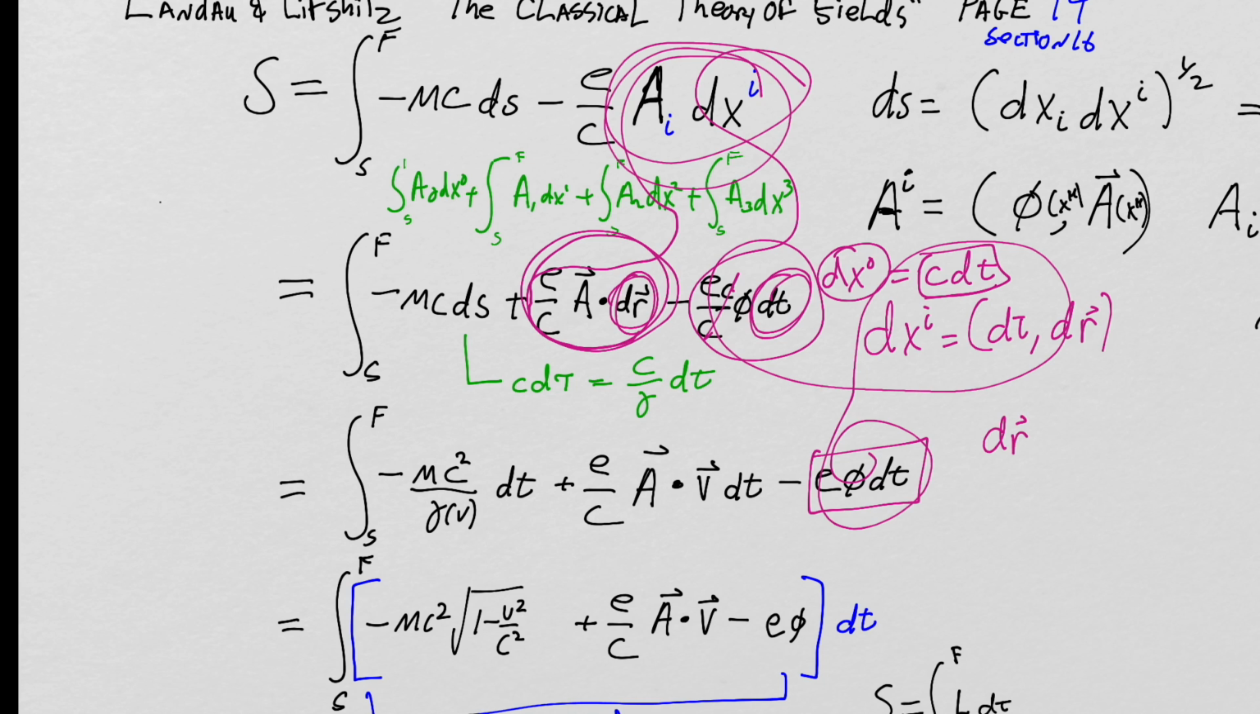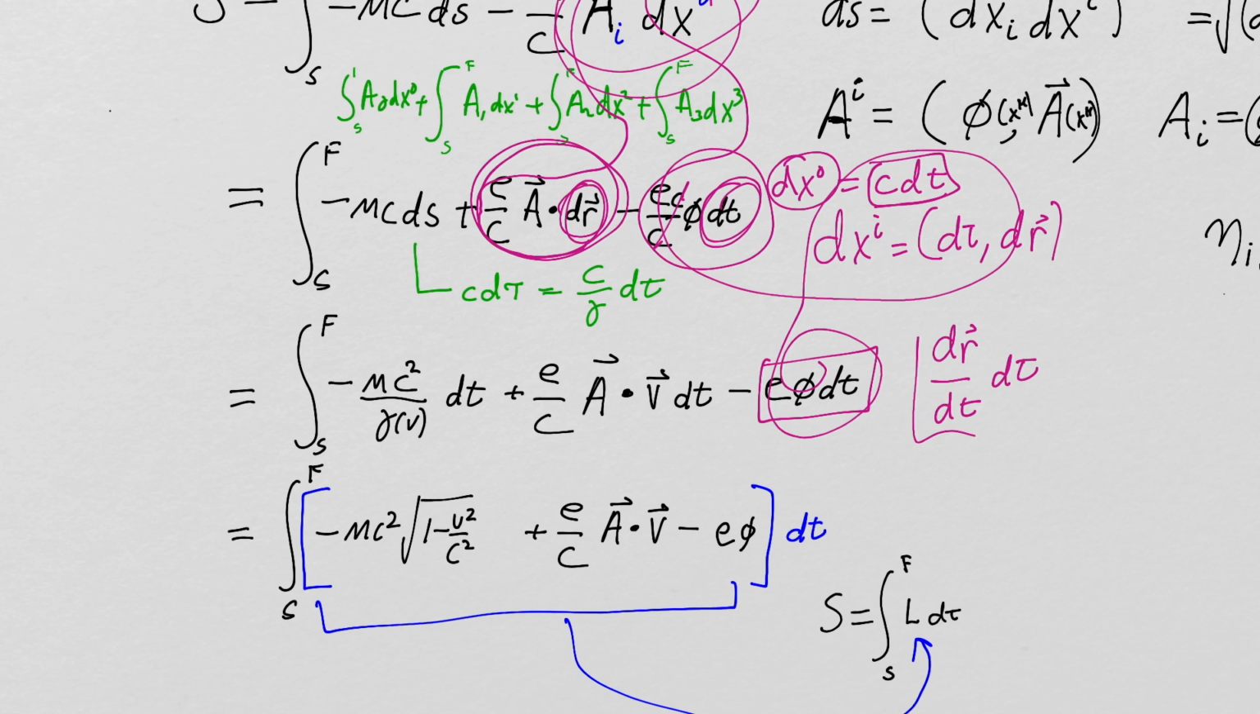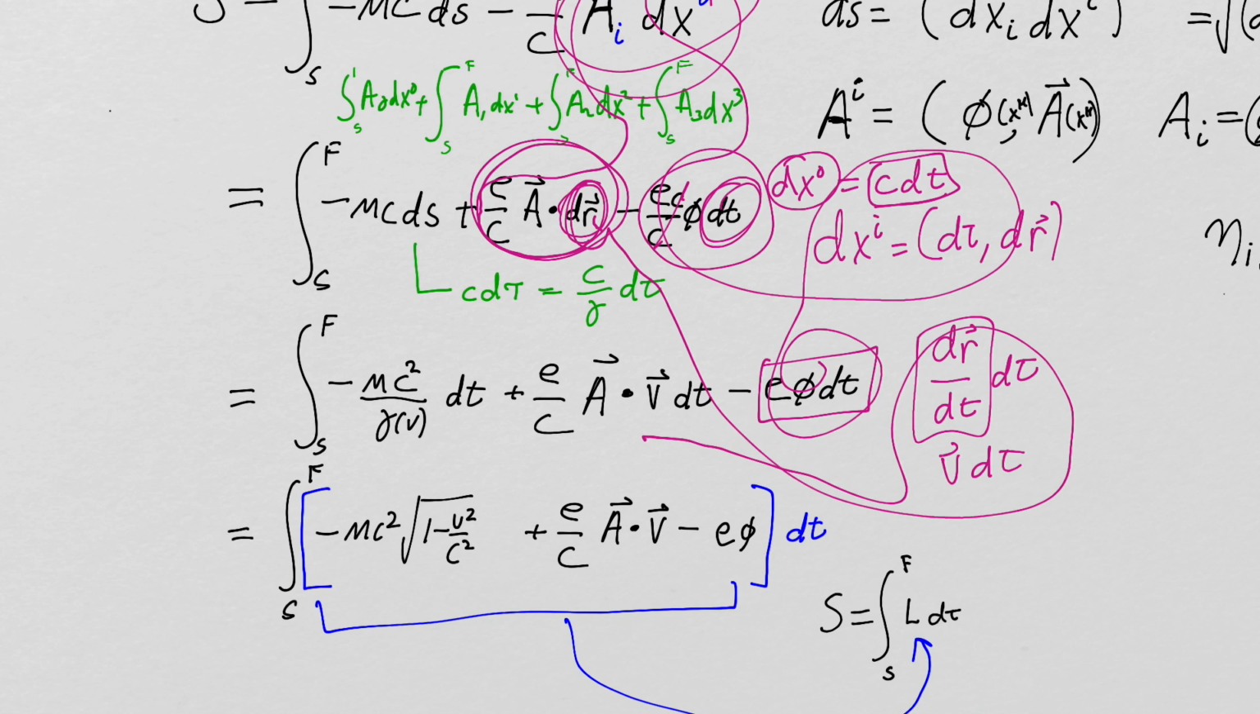And then we look at, well, how do we get rid of this dr? Well, dr will become dr dt dt, right? And dr dt is just the regular velocity, right? So it becomes the velocity times the time. So this dr flows through this and lands, a dot dr becomes a dot v dt, right? And that's how we get rid of the dr.